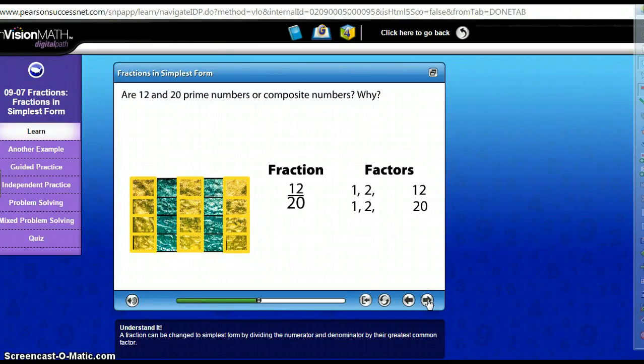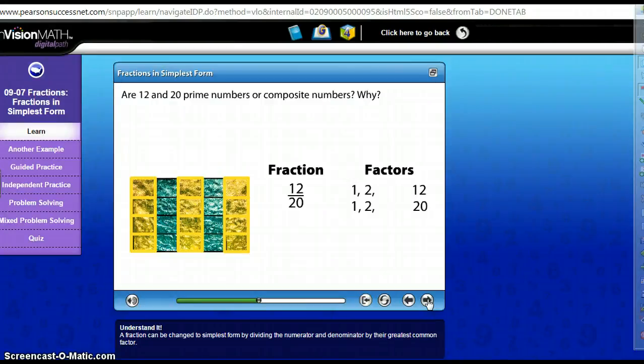Are 12 and 20 prime numbers or composite numbers? Why? Remind us, prime or composite, Owen? Composite because? Okay, good answer. A composite number, what are the factors of a composite number, Abby? Anything else, well, it could be multiplied by 1 times itself and other things.